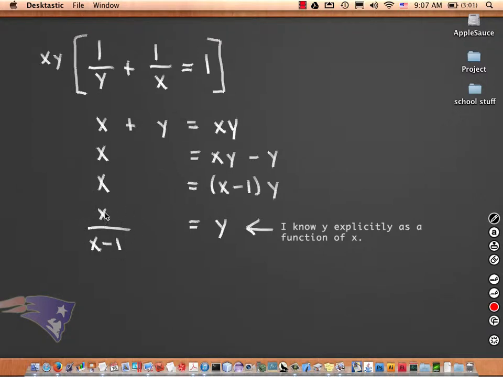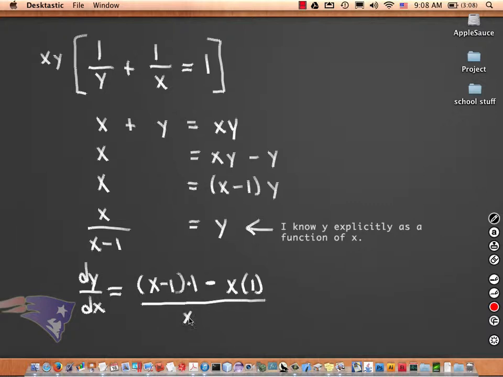So we can differentiate this using the good old quotient rule. What do we do? Low d high: x minus 1 times 1, minus high d low, all over low low. Do you see that this just ends up with negative 1 over x minus 1 squared?